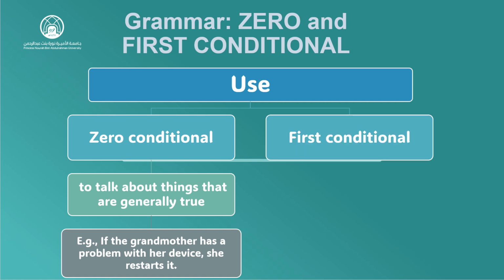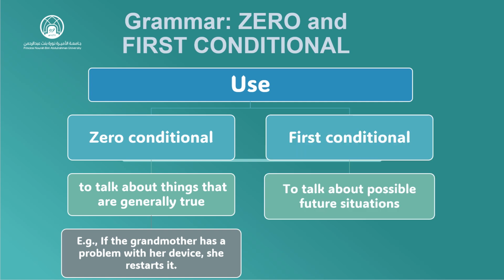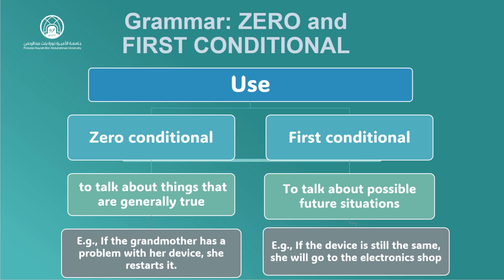For the first conditional, we use it to talk about things that might happen in the future. So there are possible situations that will happen in the future. For example, if the device is still the same, she will go to the electronics shop.